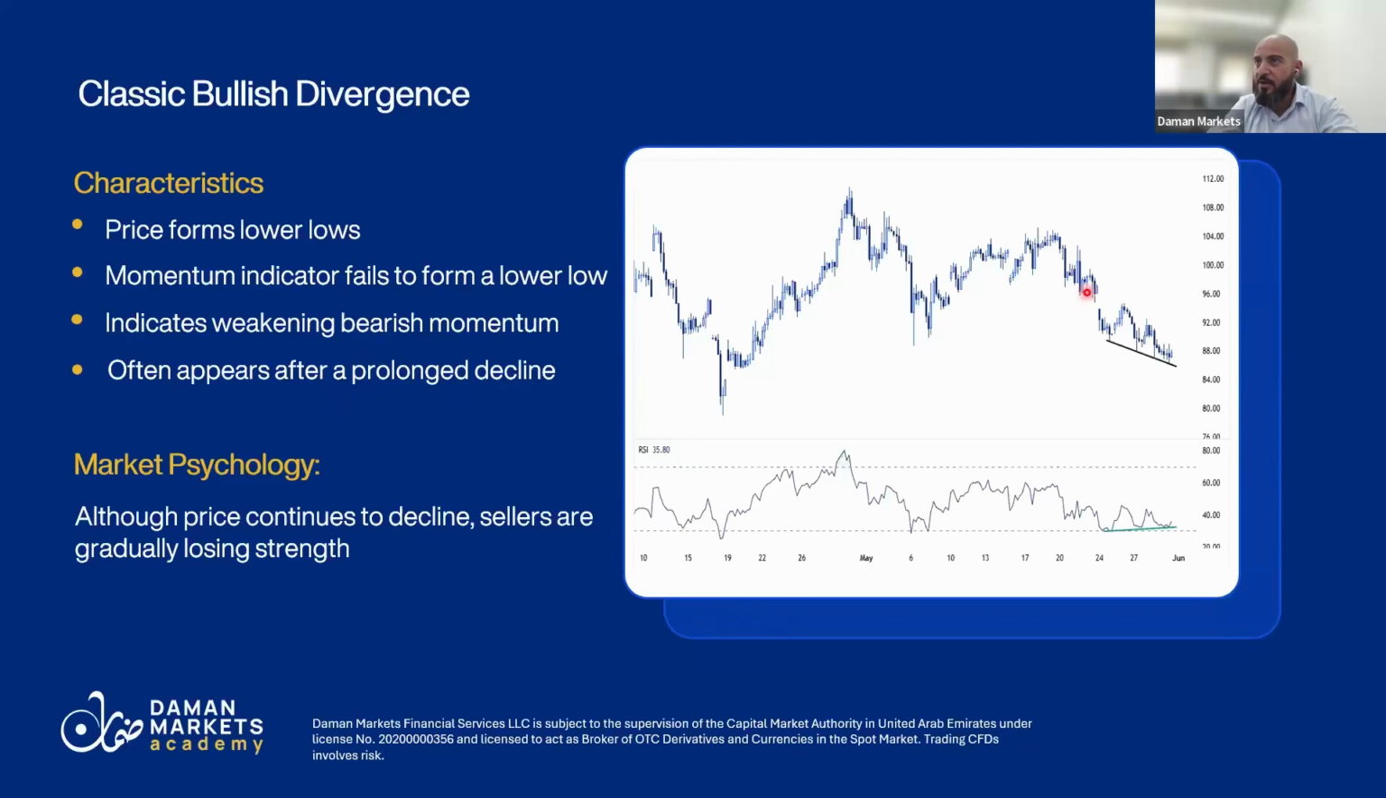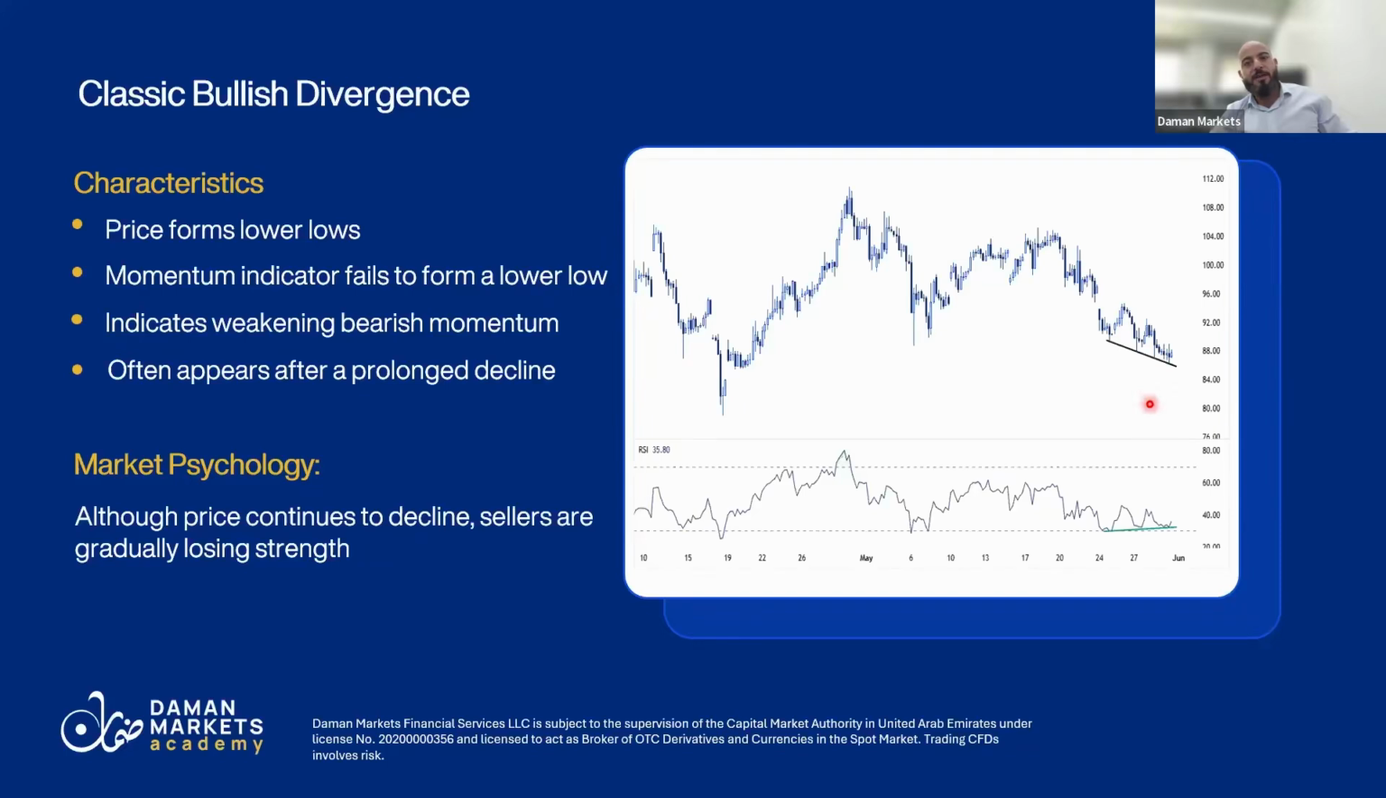Notice here prices are moving down, down, down, down, down. Momentum is moving down, down, down, and then not anymore. Momentum is weakening. It is not following through the price. So when prices form lower lows, the oscillator fails to form lower lows. This is where the divergence is happening. This is a bullish signal. Although price continues to decline, sellers are gradually losing strength. Usually, when this happens, it could be a sign that a potential reversal in price is about to take place.